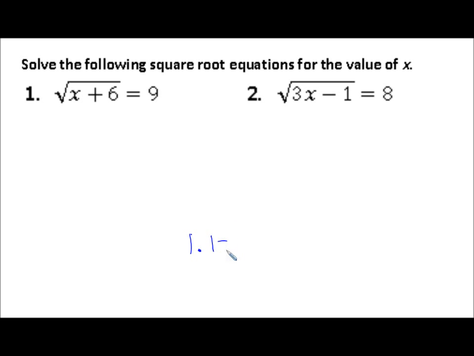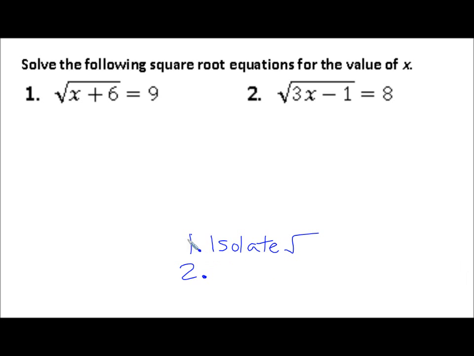The first thing you always want to do is isolate the radical. Whether it's a square root or a cube root, get that by itself by doing the opposite of what's going on around it. And when we isolate it, remember we have to use the order of operations. So we have to cancel out addition and subtraction before we can cancel out multiplication and division.